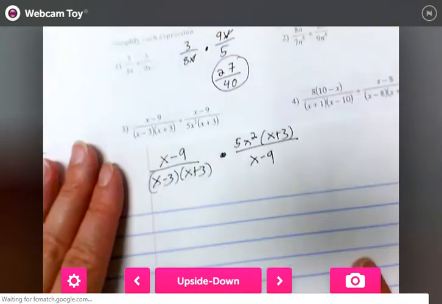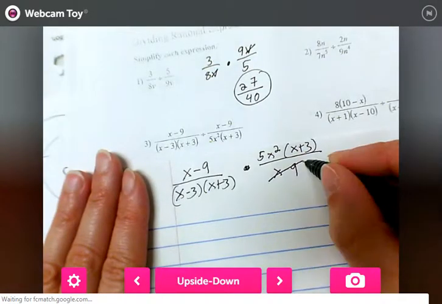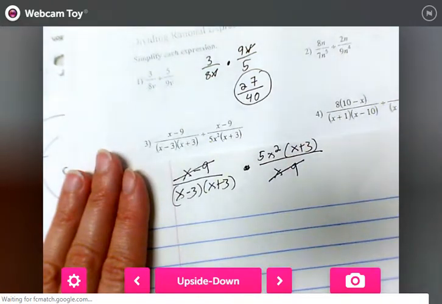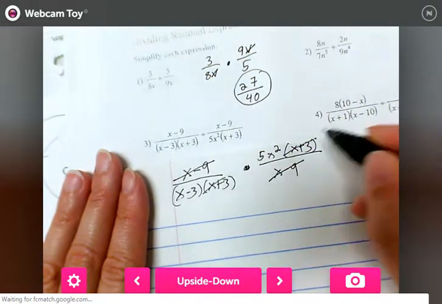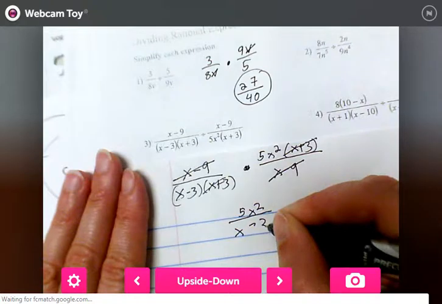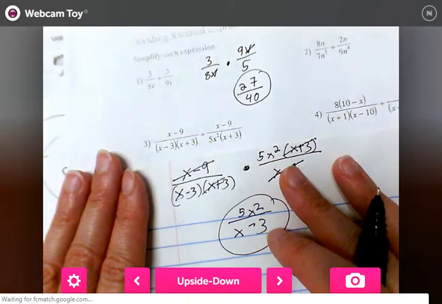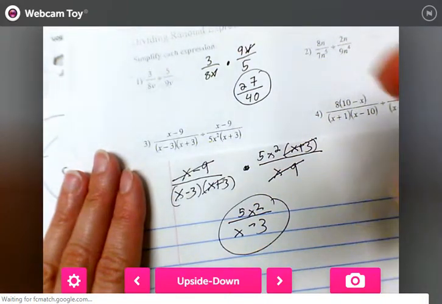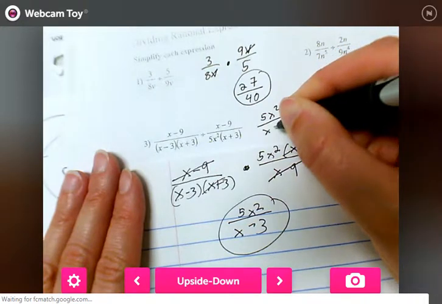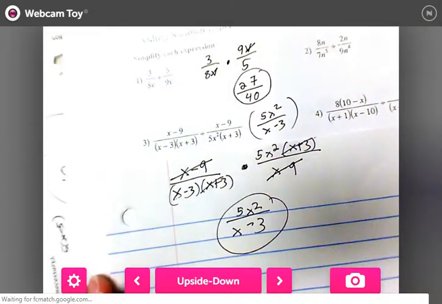Once I have flipped the second one, everything is factored all the way, so now I'm going to cancel things out. x minus 9 cancels out. x plus 3 cancels out. And I'm left with 5x squared over x minus 3. So that's the answer for number 3. If something's on top and something's on the bottom, you can cancel it. If they're both on the top, you can't. Okay. So far, so good?